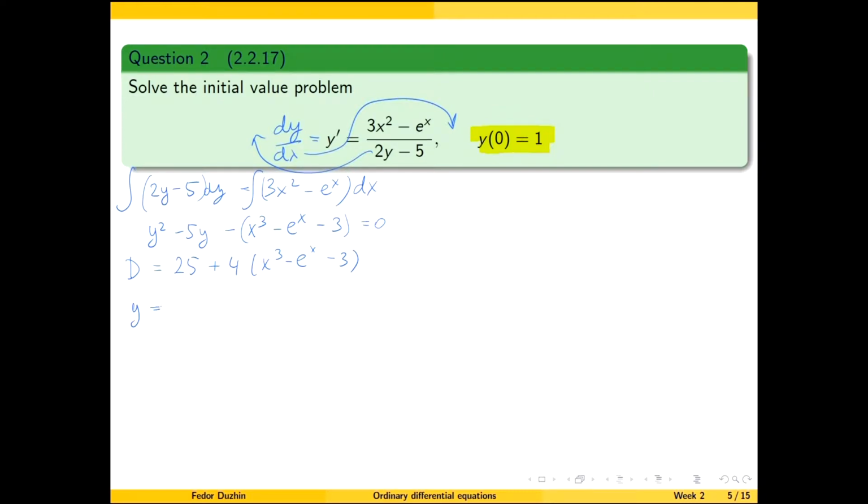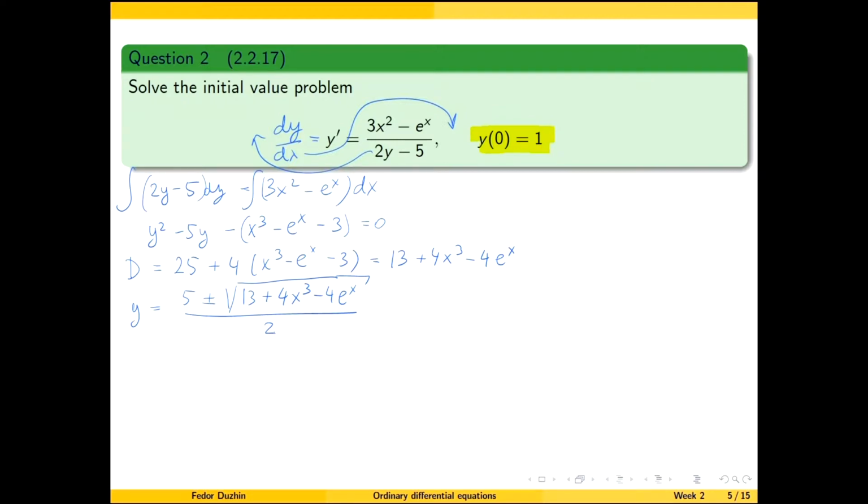So solving for y, we get y is minus of minus 5, which is 5, plus or minus the square root of the discriminant. But maybe let me continue. Let me simplify the discriminant. So 25 minus 12 is 13, right? So this is 13 plus 4x cubed and minus 4 e to the x. Okay. So this is 13 plus 4x cubed minus 4 e to the x, square root of all this stuff, over 2.